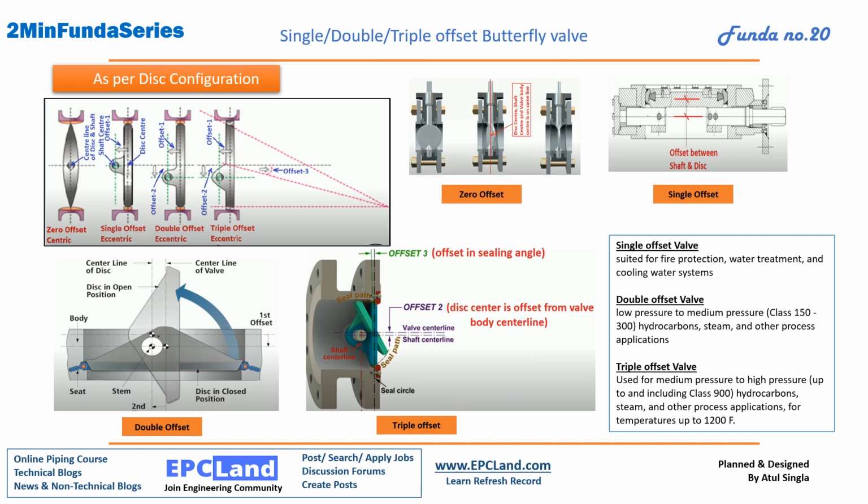Now this is a very interesting part, based on which we have categorized the butterfly valve into three or four categories: zero offset, double offset, single offset, triple offset. Now let us discuss how and why we have done these offsets and what the benefits are. Let us start with the zero offset category.